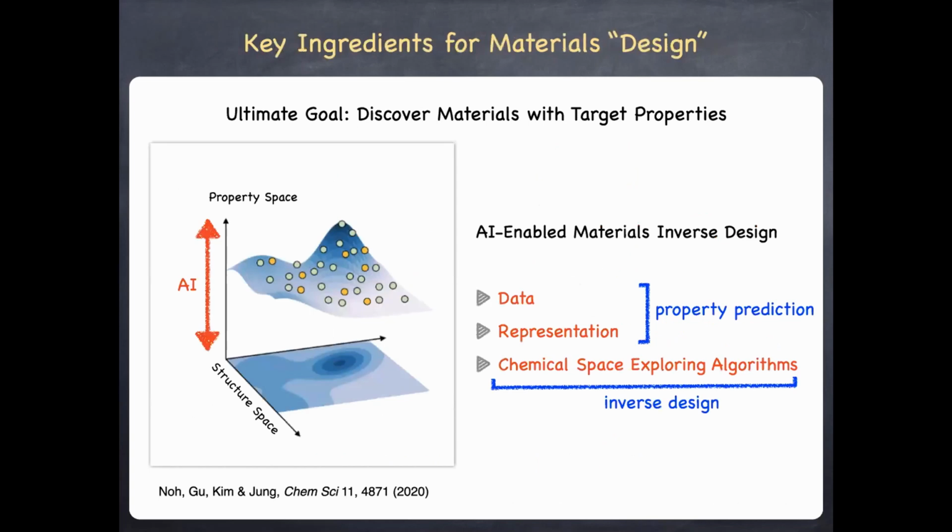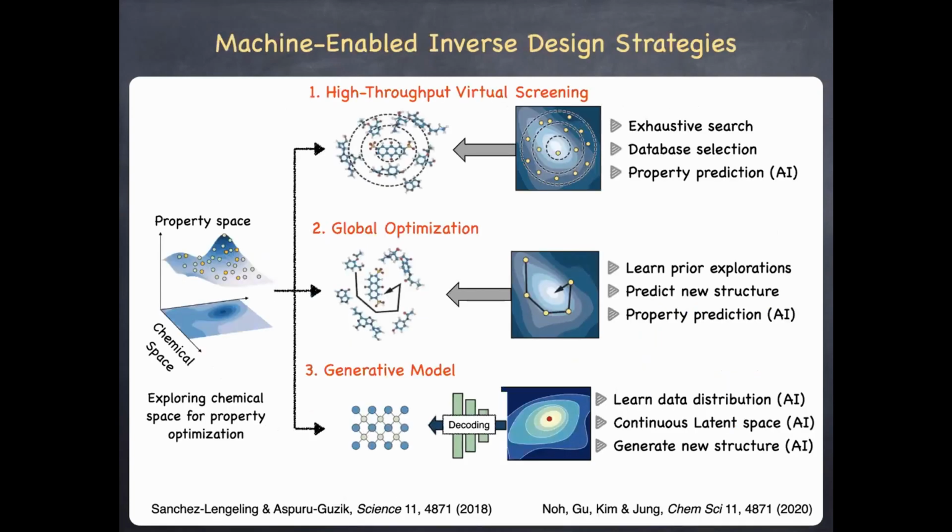Okay, so far I've talked about property prediction aspects of machine learning using data and representation. But like I said, once you have this property prediction model, the next step is to explore the chemical space to identify which molecule or material would have the desired property. Roughly speaking, in this slide, we have categorized the inverse design strategy into 3 different strategies.